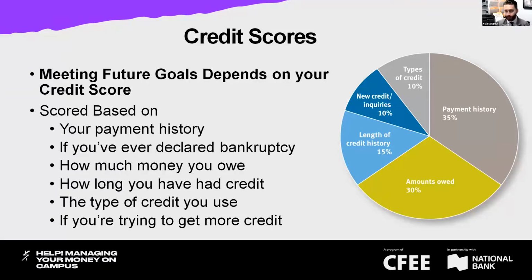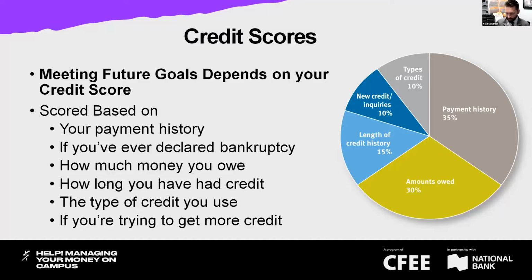As a rule of thumb, not a perfect science, but as a rule of thumb, try not to have more than 30% or so of your credit limit outstanding at any one time. So for example, if you have a $1,000 limit on a credit card, then try not to have more than $300 outstanding at any one time. Again, not a perfect science, but just a good rule of thumb when you're looking at building your score.